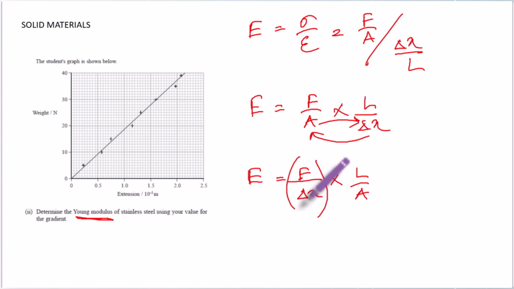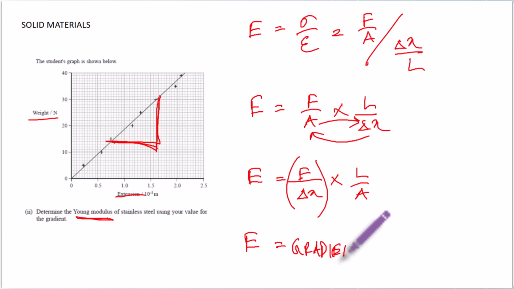Guess what? Force by extension is basically the gradient of the force extension graph. So what you do is find out the gradient of this graph and multiply the gradient with L by A, as in length divided by cross-sectional area, and you'll get the Young modulus. So this is a variant.